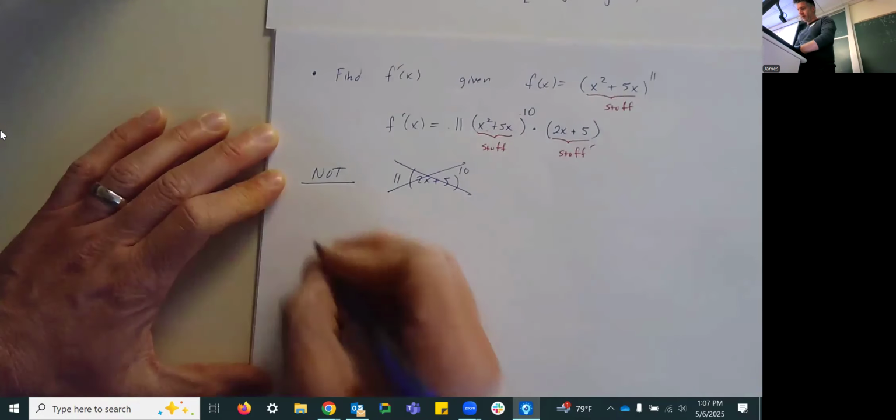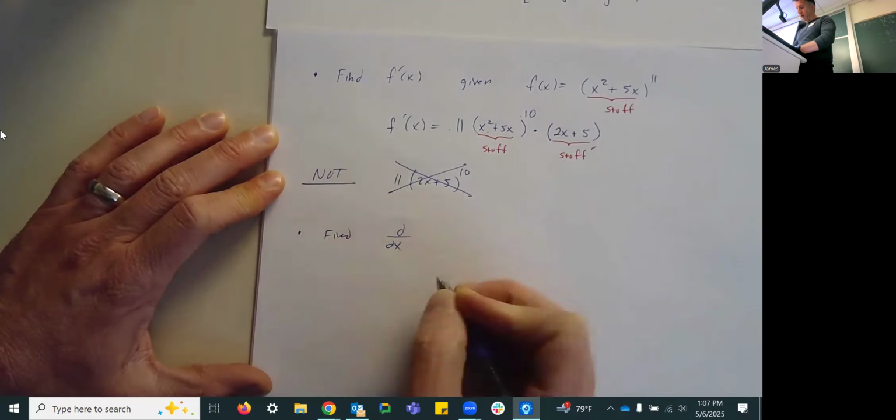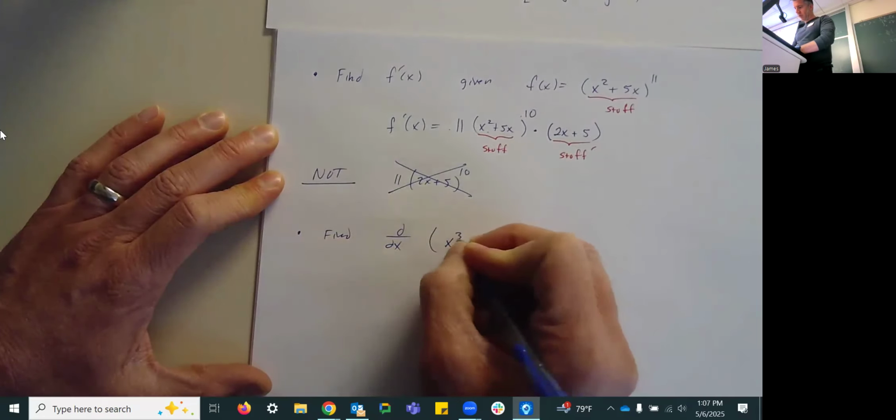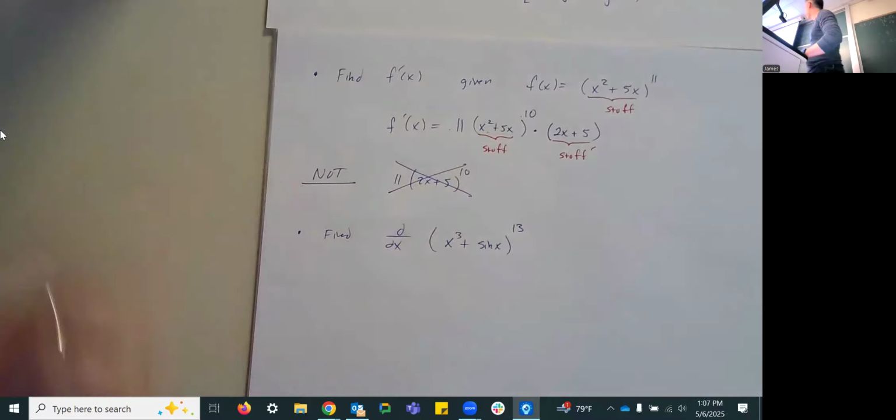All right, so why don't you all try this one? Find the derivative of (x cubed plus sine of x) to the 13th power.